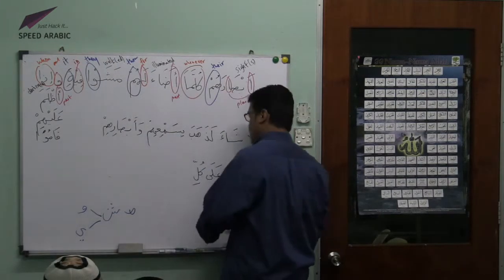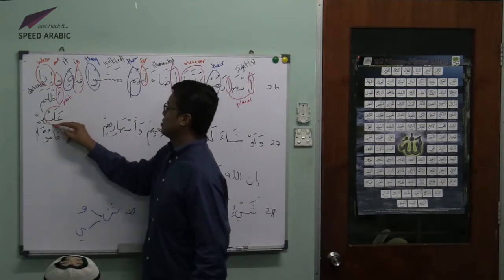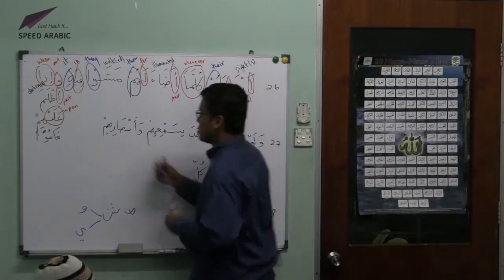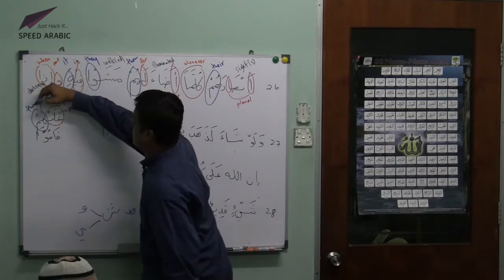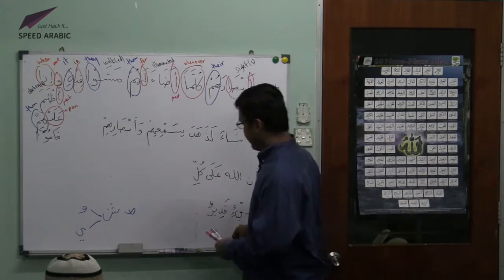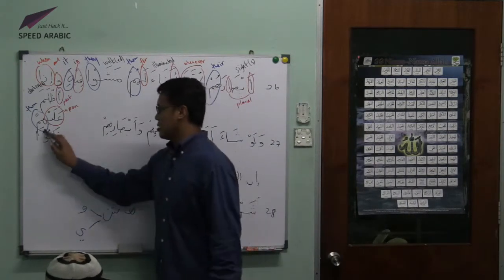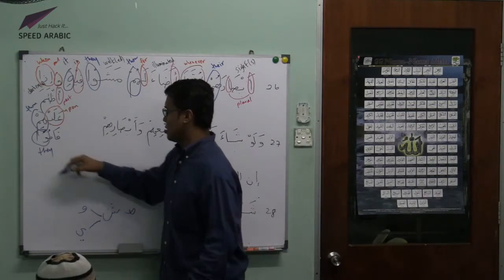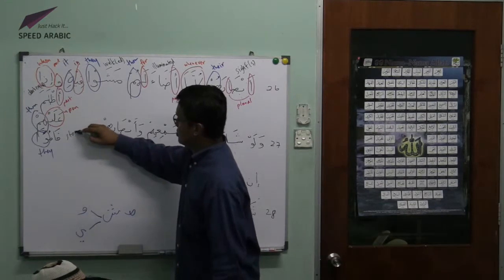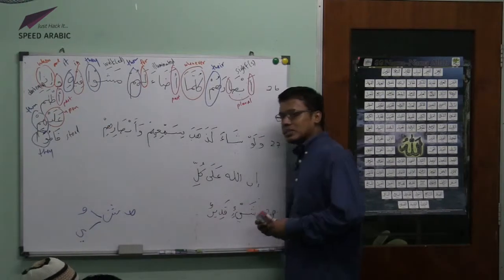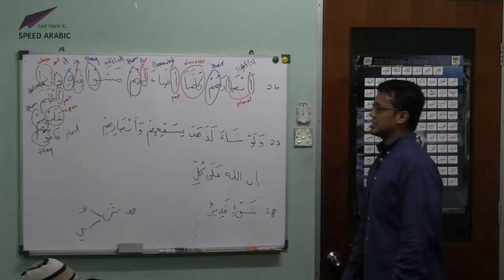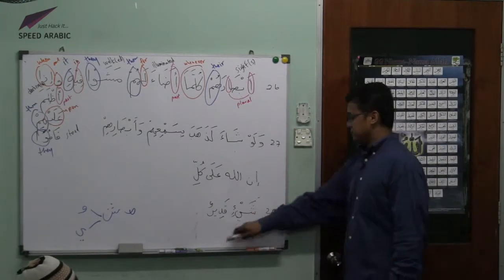Alayhim. Upon them. Upon them. Qamu. Stand. Okay, hack that. Waw alif means they. Qama means stand. Stood. Okay, but sometimes when you translate, you can interchange it between present and past.